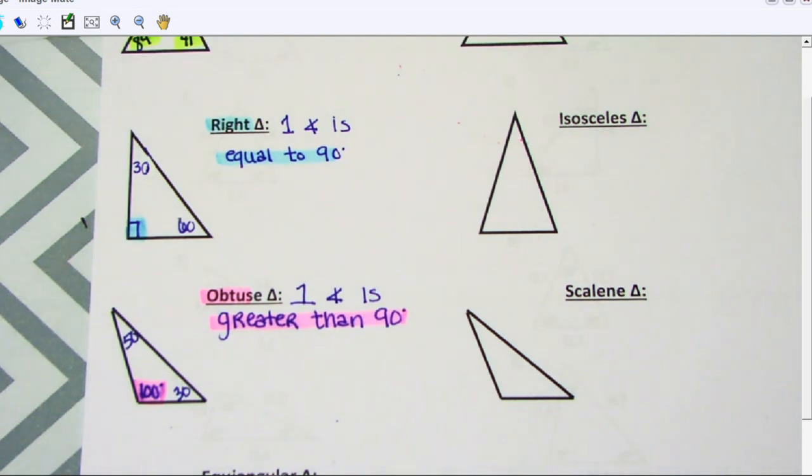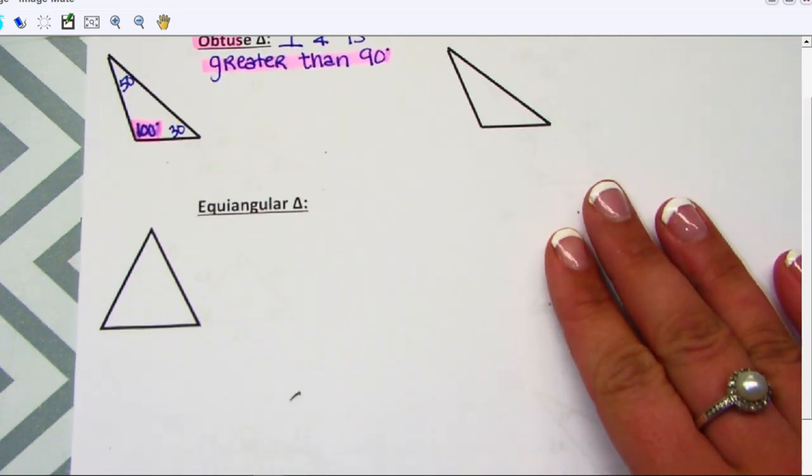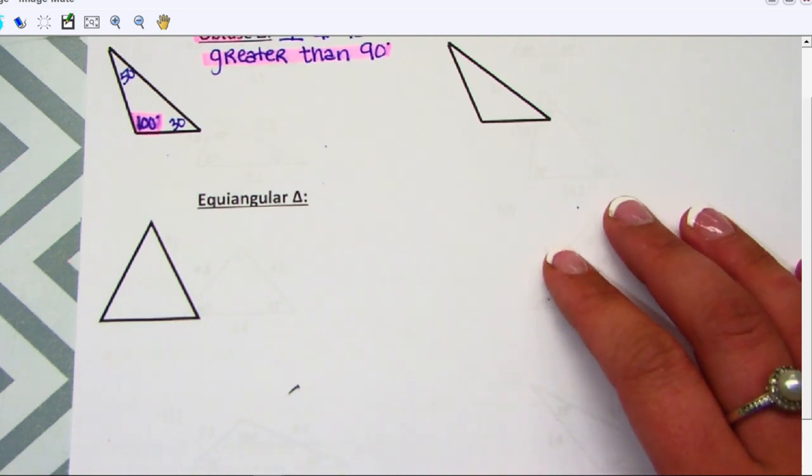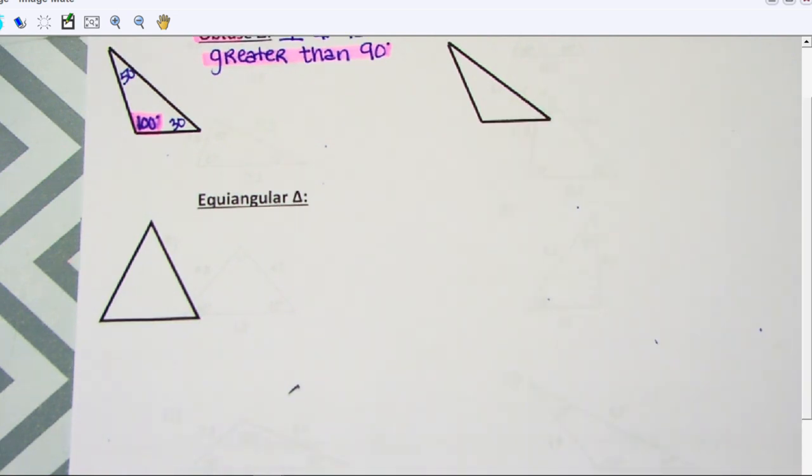Okay? Now the very last one is called equiangular. All the things are equal. What are all the angle measures if it's equiangular? 45? Okay, well, let's think about that. Is 45 plus 45 plus 45 180? No, so they can't all be 45. 60. There we go. 60 plus 60 plus 60 is 180.